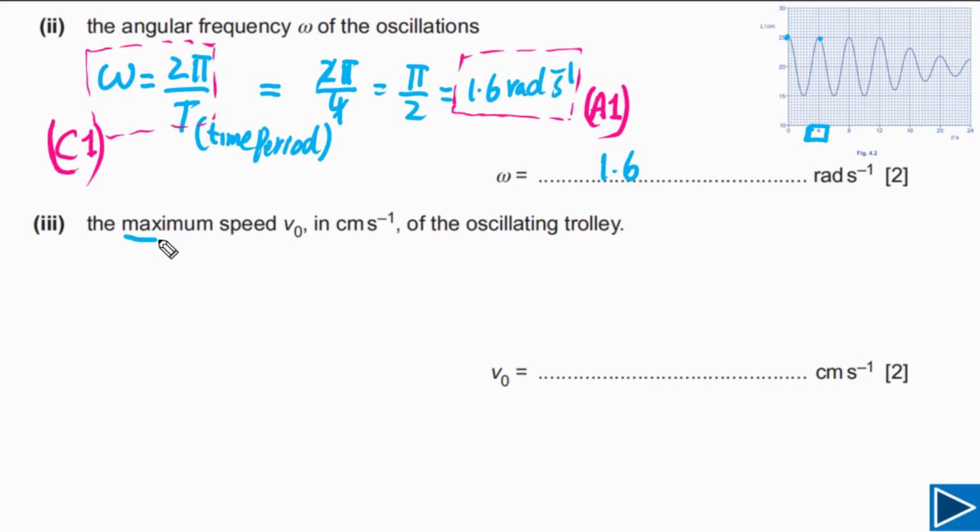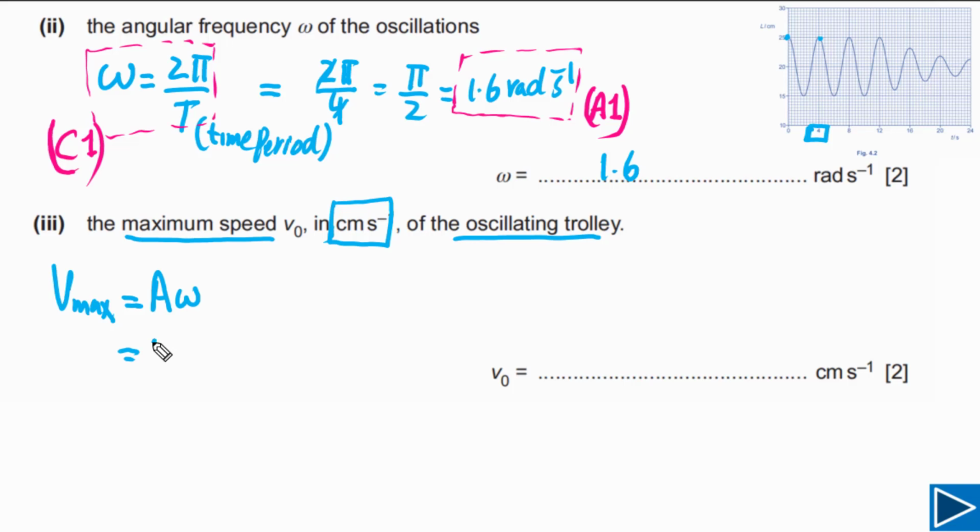For the next part, we need to calculate the maximum speed of the oscillating trolley, but our answer has to be in centimeters per second. Maximum speed, first of all, let me explain to you how you can calculate. Vmax is simply equal to A times omega. A is the amplitude. If you multiply this one with angular frequency, we can find Vmax.